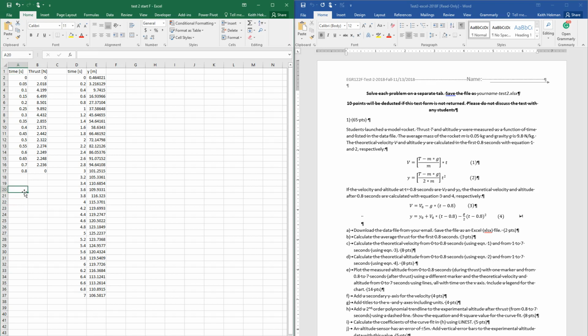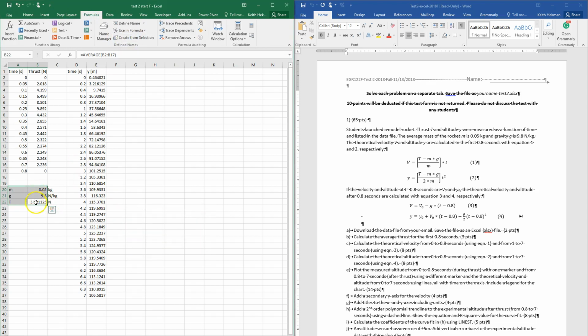And so we have our mass is, where is our mass? 0.05 kg, and g is 9.8 newtons per kilogram, and then our thrust is the average of our thrust. And this is going to be in newtons.